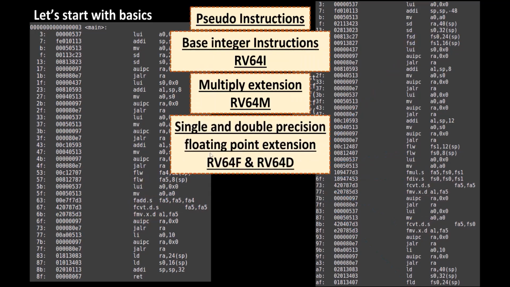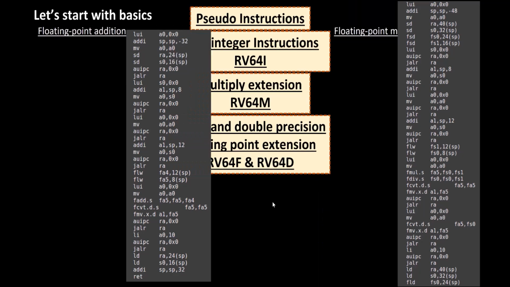We are going to look into the various floating point instructions in this particular course, which are referred to as RV64F and RV64D. F stands for the single precision floating point extension, and D stands for the double precision floating point extension.